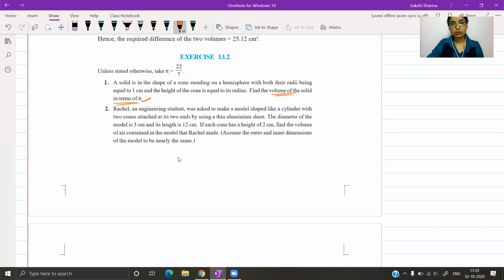So we can just draw a rough figure for this and then calculate the volume. On the base, you will have a hemisphere and on the top, there will be a cone. And their radii is 1 centimeter. And for the conical part, the vertical height is 1 centimeter.